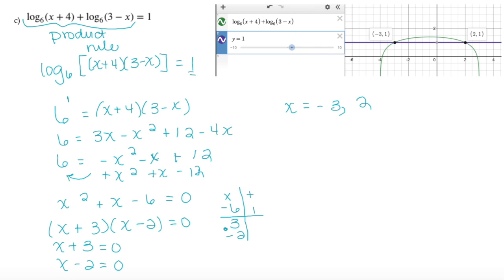Regardless if I put negative 3 and positive 2 back into our x's, we'll still end up with positive values, so both of them are in the domain. I can also see that both of them are solutions with my graph as well, when I set the logarithm on the left equal to 1 on the right and identify where they intersect one another.